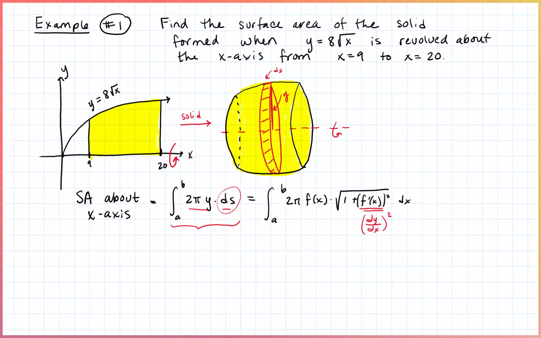Now we've got to do that, right? We've got to take the derivative, square it, add 1, take the square root, and pop it into that formula. So that piece, as I did with arc length, I like to do the simplification of that piece off to the side. Since y is equal to 8 square root of x, or 8x to the 1/2, I'm going to take the derivative, so dy dx, and that's going to be 4x to the minus 1/2, which is 4 over x to the 1/2.